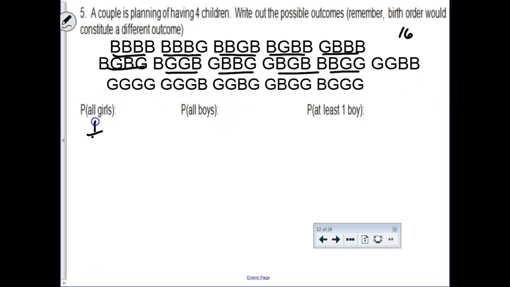1 out of the 16, yes. Probability that you have boy, boy, boy, boy, which I always thought would be my worst nightmare. But as a parent of 1 boy and 1 girl, I no longer agree with that sentiment.